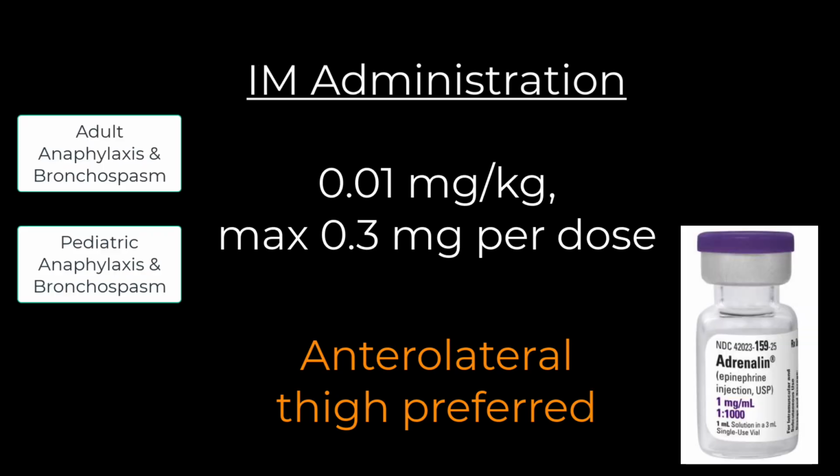Next is intramuscular epinephrine. For this route, we use the small volume, high concentration 1 milligram per milliliter. For both anaphylaxis as well as severe bronchospasm with impending respiratory failure, the dose is 0.01 milligrams per kilogram with a max single dose of 0.3 milligrams. You can repeat every 5 minutes for anaphylaxis or repeat once after 20 minutes for severe bronchospasm as needed. Remember that epinephrine is always first-line treatment for true anaphylaxis, even before giving diphenhydramine.